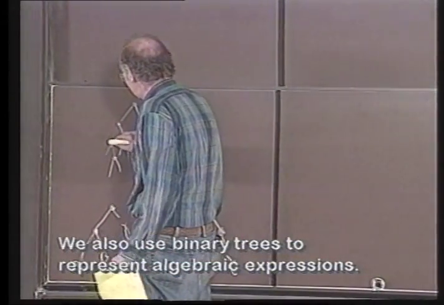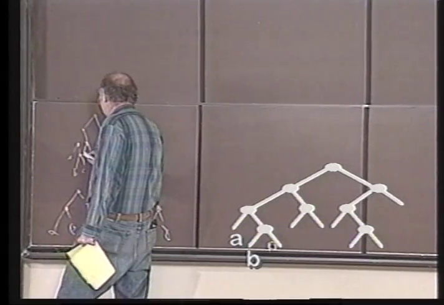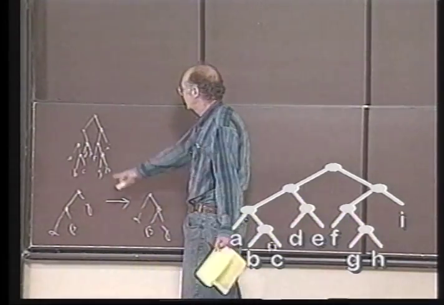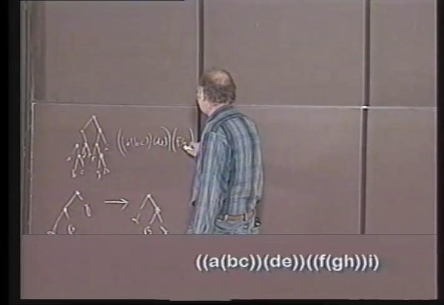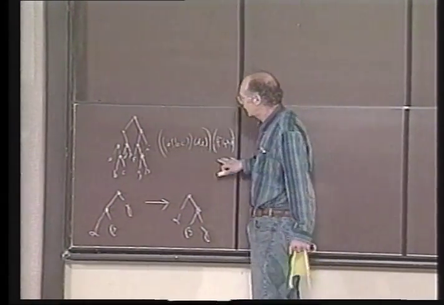Now, we also use binary trees to represent algebraic expressions. And so if I put letters on the bottom here, A, B, C, D, E, F, G, H, I, then this would be an algebraic expression which says we want to multiply B by C, and we want to multiply that by A, and then we want to multiply that thing by DE, and then we want to multiply the whole business times the right subtree, which is FGH times I, right? That's a kind of a mess, but this represents an algebraic formula.